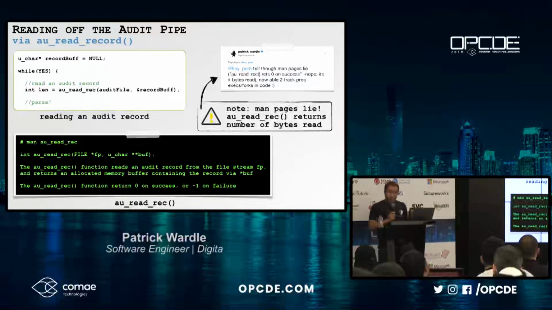Now we've opened the pipe and configured it. We can start reading off it. And since we've configured it, anytime now there's a process event, the kernel will deliver that to this pipe, and we can consume off that.